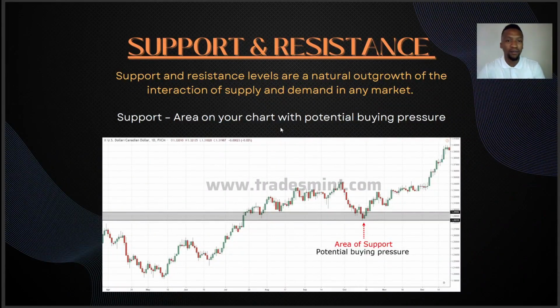Support and resistance. Support and resistance levels are a natural outgrowth of the interaction of supply and demand in any market. Basically, what is support? Support is an area on your chart with potential buying pressure. So as you can see, guys, on the chart illustrated over here, we can clearly see that we have a very strong support structure. Basically, it's a support structure because the market is failing to push below, so it is supporting price. It is holding price upwards. So the minute price breaks below it, that's when our support structure will turn into resistance.